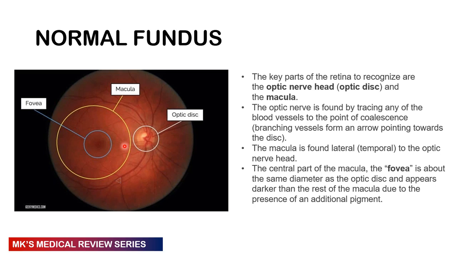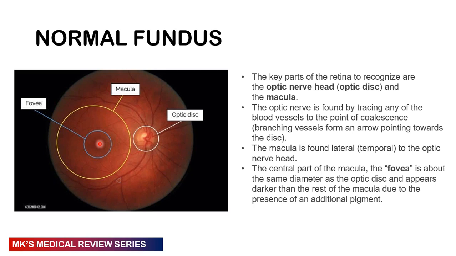Then lateral to this, or at the temporal region to this, you have this entire bit here, which is known as the macula. Remember that the macula is the area where you have your highest number of cones on the retina. And then at the center of the macula, you have the fovea centralis, which is pretty much the point where there is the maximum visual acuity.